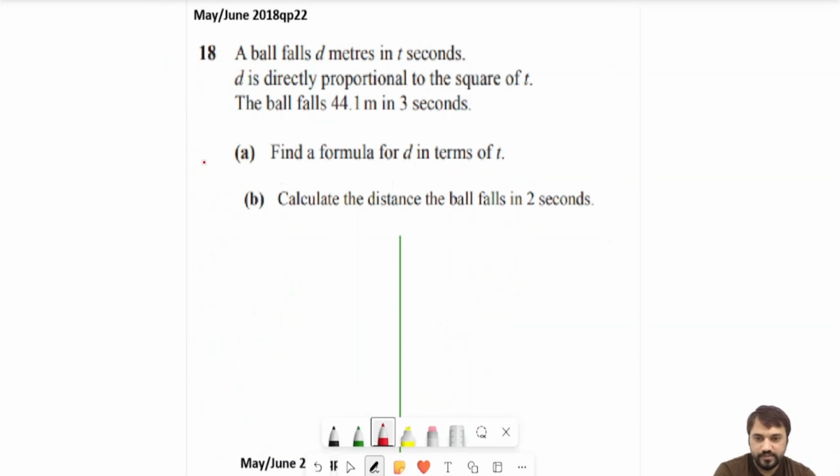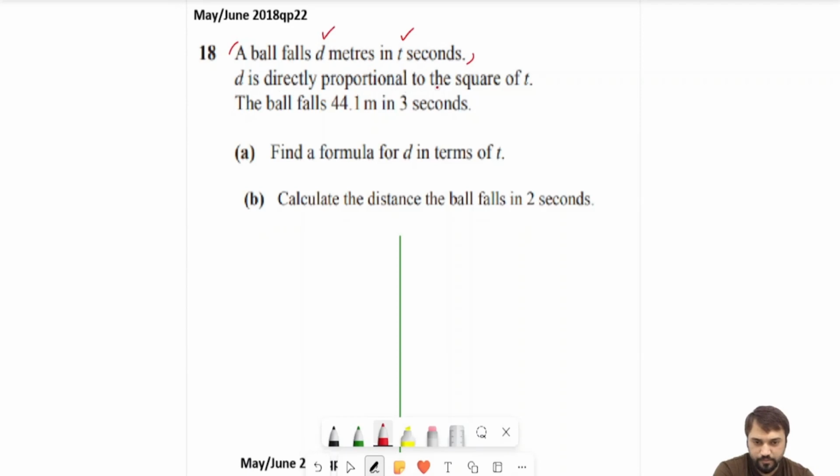The next question is a ball falls. This question appeared in 2018. Question paper was 2 and the variant was 2. A ball falls d meters in t seconds. In this statement, what are our quantities? First quantity is d and the second quantity is t, that is the time in seconds.